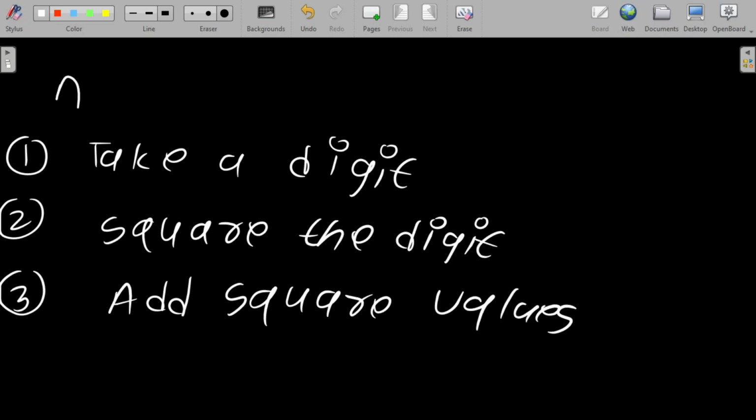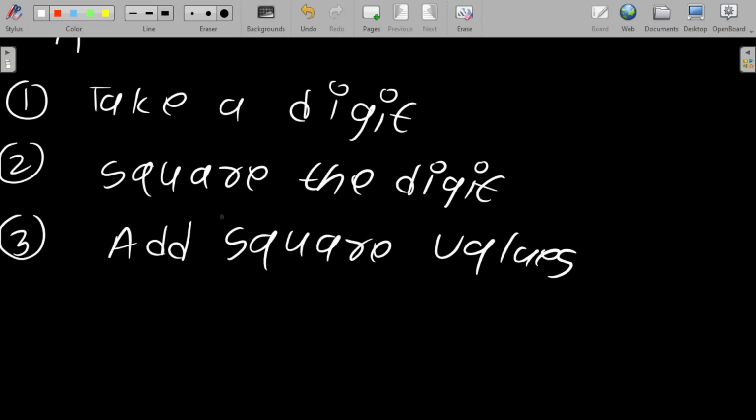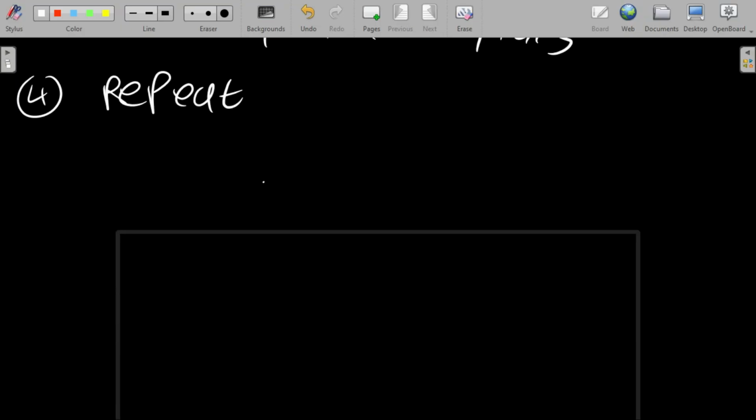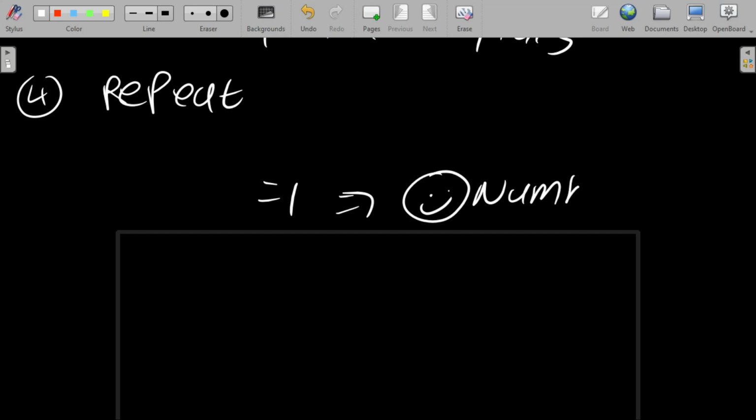On the fourth step, we repeat the same process. If the final value is equal to 1, it is considered a happy number. If not, it's not a happy number.